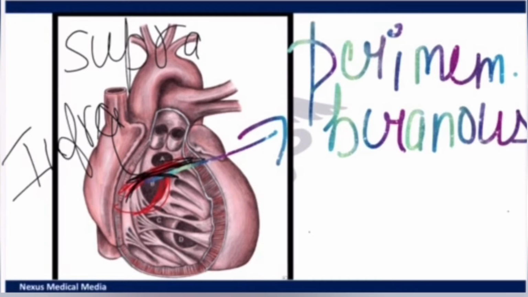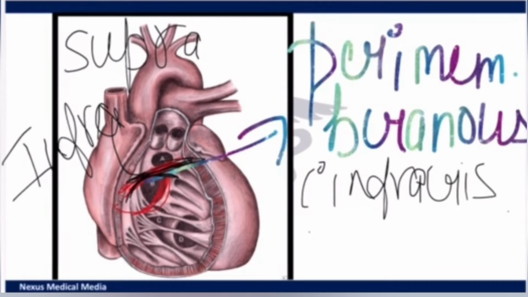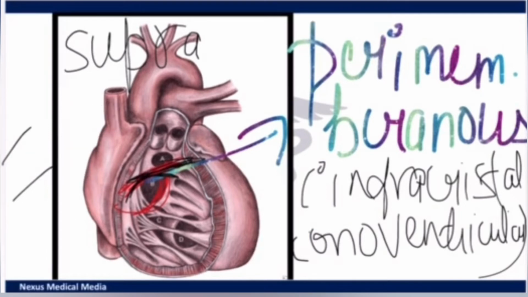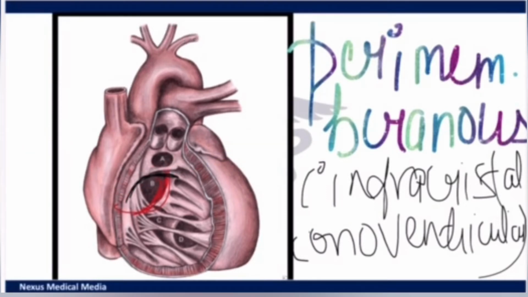It can also be called infracristal or conoventricular defect. So we are done with the second marking. Do you guys want to go and see again? Let's just finish one more and then we will go and see. So this was our second marking.